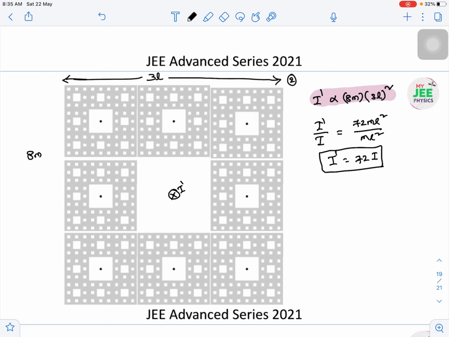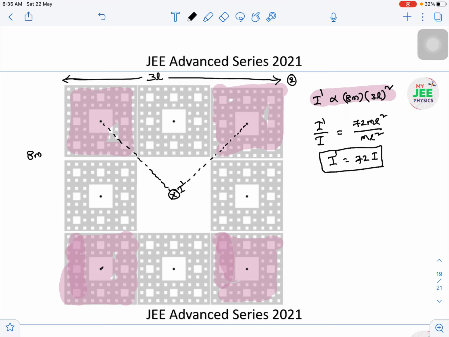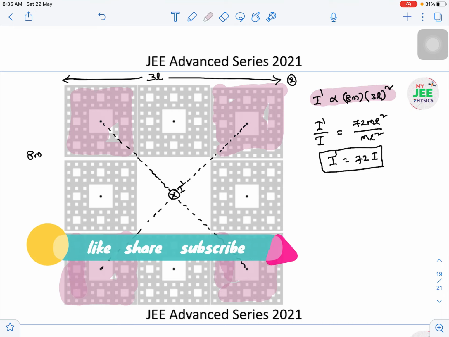Now if you observe carefully, all the corner squares have the same arrangement from the axis of rotation. If you see from the axis of rotation, all these corner squares will have the same center to center distance, you can check. So all these corner squares have the same nature, I mean they should have the same moment of inertia because the arrangement is same.